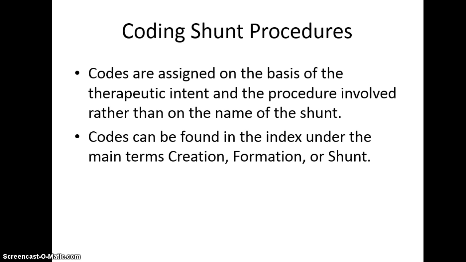So let's talk about the various types of shunts that you will see. They're often referred to by the name of the device, such as the Denver or the Levine shunt. And these shunts are used for a variety of purposes. The codes are assigned based on the intent of the procedure and the procedure that's involved, rather than just the name of the shunt, because here again they could have multiple purposes. You're going to want to look for the words creation, formation, or shunt in the alphabetical index.